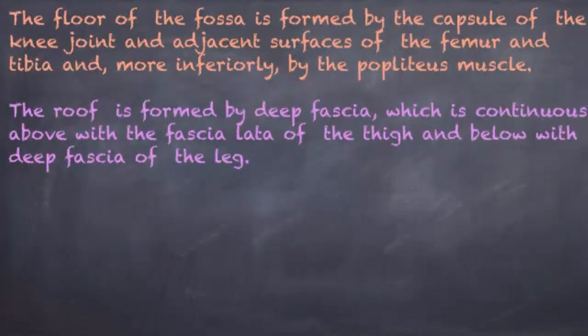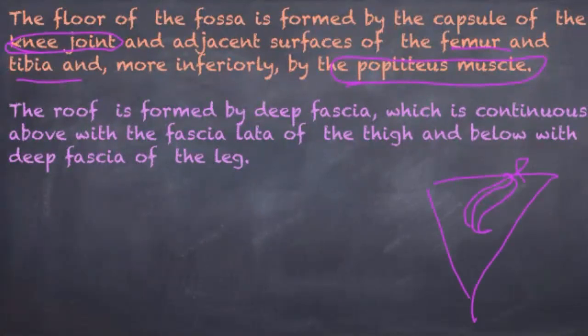So the floor of the fossa is formed by the capsule of the knee joint, and the adjacent surface of the femur and tibia, and more inferiorly by the popliteus muscle, which unlocks the knee joint, right. The roof is formed by deep fascia, which is continuous above with the fascia lata of the thigh and below with the deep fascia of the leg, right.